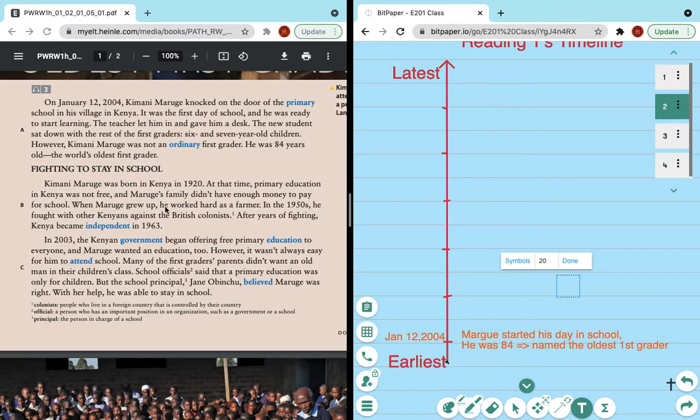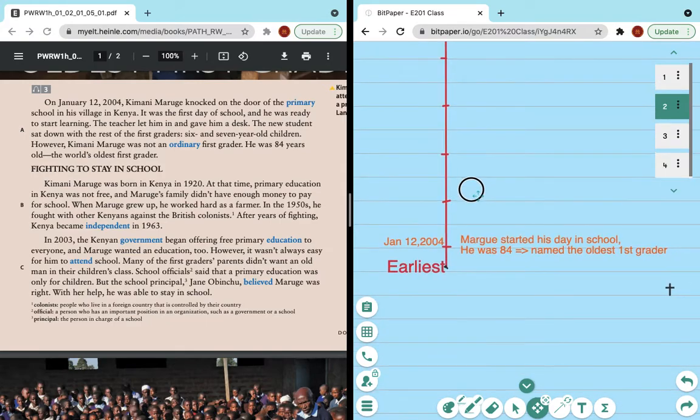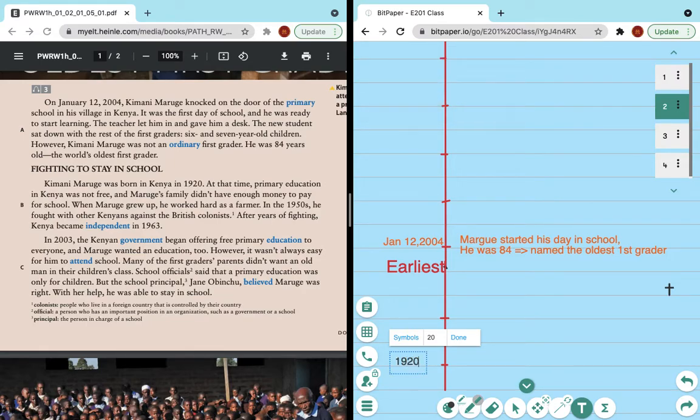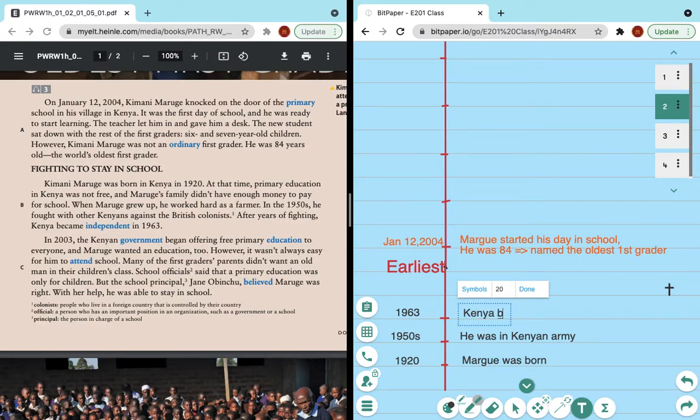When Maruge grew up, he worked hard as a farmer. In the 1950s, he fought with other Kenyans against the British colonists. After years of fighting, Kenya became independent. Oh, so we have some kind of biographical timeline for him, right? I'm going to draw further down here, which is 2020. He was born, 1950s. He fought with other Kenyans against the British, so he was in the army, right? Just that, 1963, Kenya became independent.